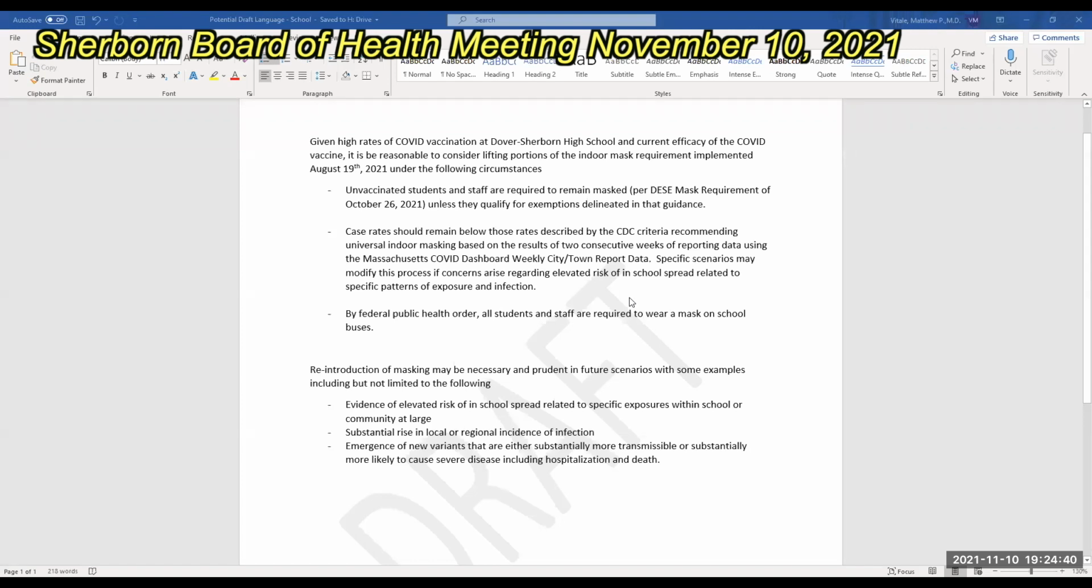And then the last bullet, by federal public health order, all students and staff are required to wear masks on school buses. Again, this is from the DESE document and is not something that we have a role on, but I want to make sure it's clear.